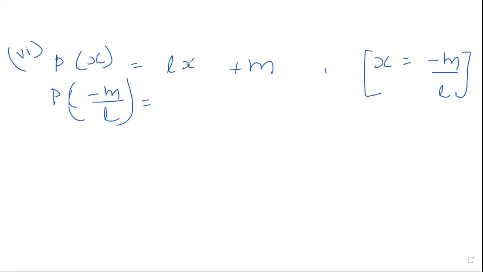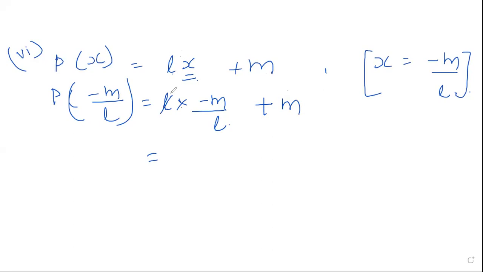Okay, that is equal to. Where you have to substitute, you must look carefully. You should not put it in place of L, you must put it in place of x. Write L as it is. In place of x, I am going to write minus m by L. Next, plus m. See why I am writing into: if there is no sign between the variable or constant and variable, you should write a multiplication sign. Lx means L into x. So that is why I am writing L into minus m by L plus m.